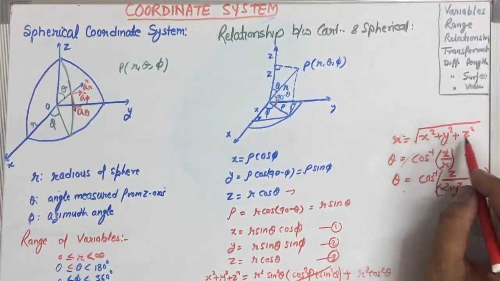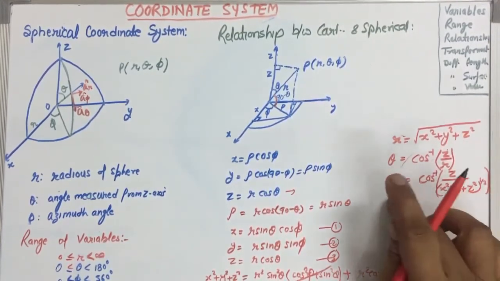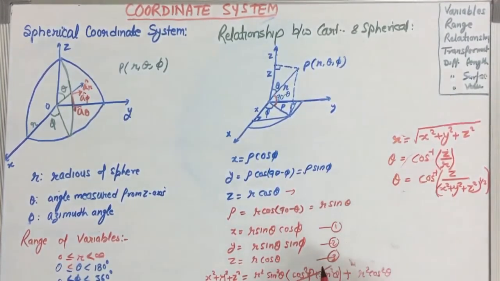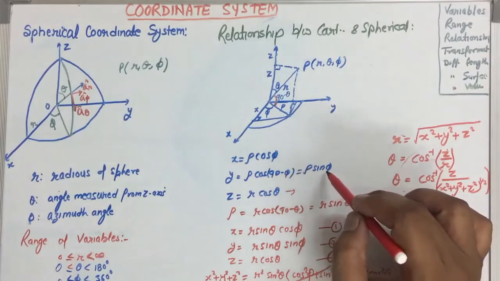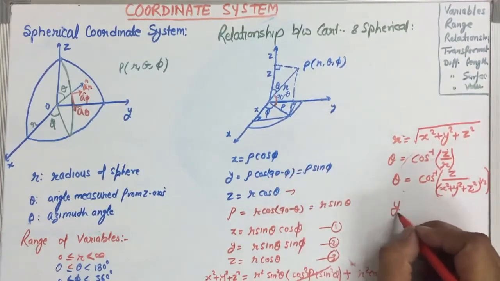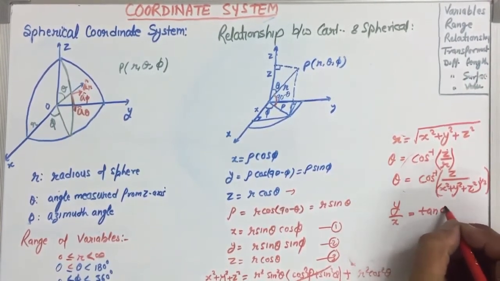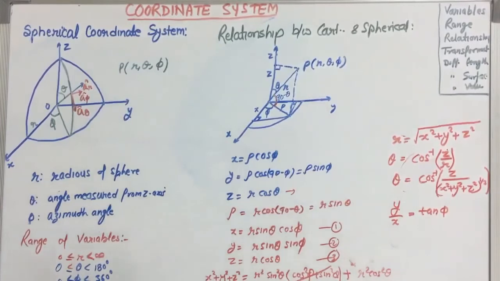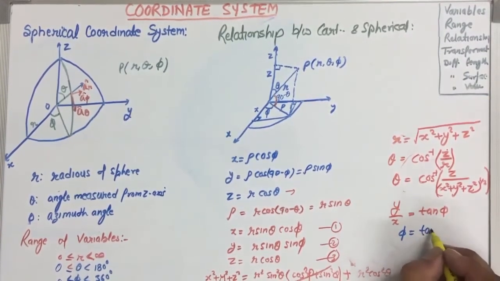R can be written in terms of x, y, z, theta can be written in terms of z, x, y, and to find phi, divide this equation by this equation. So you can say y by x is equal to tan phi. This is exactly the same as we have done in the cylindrical coordinate system. You can find phi from here, tan inverse y by x.